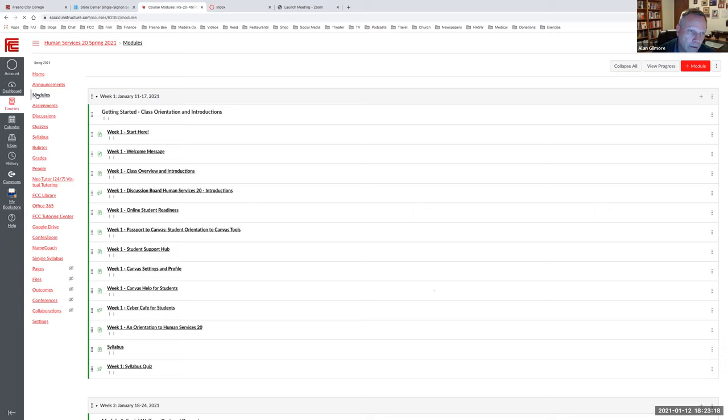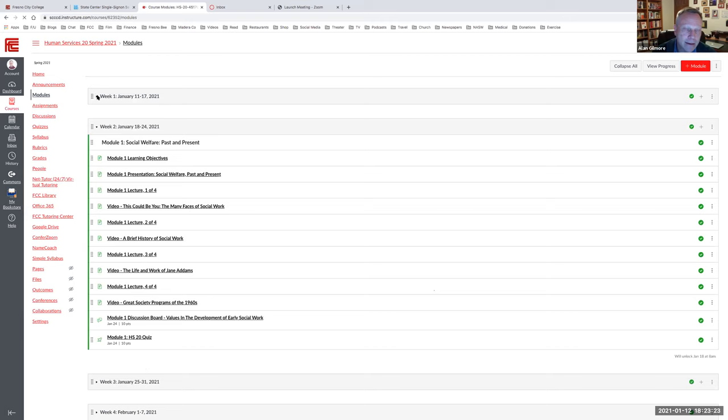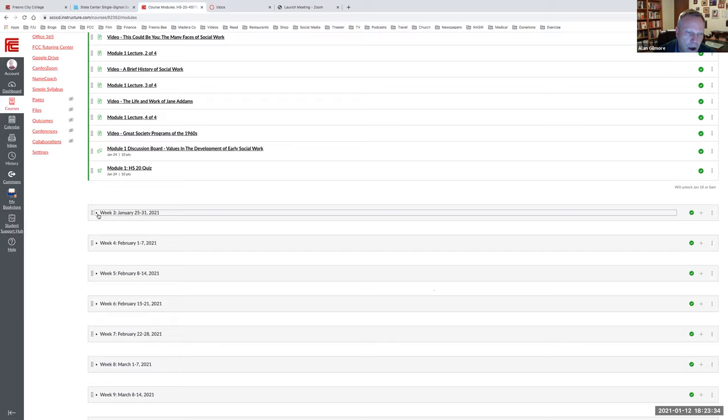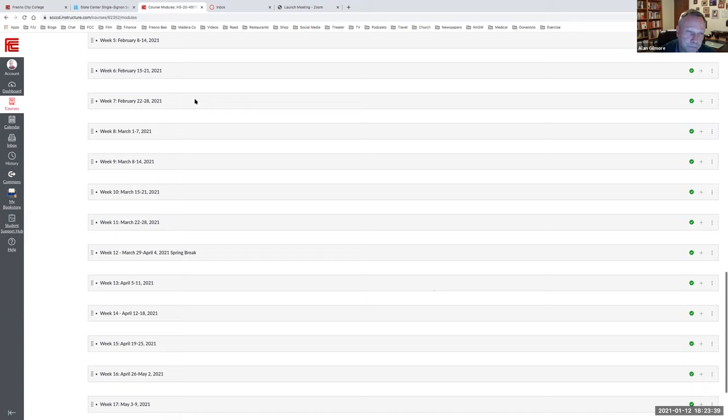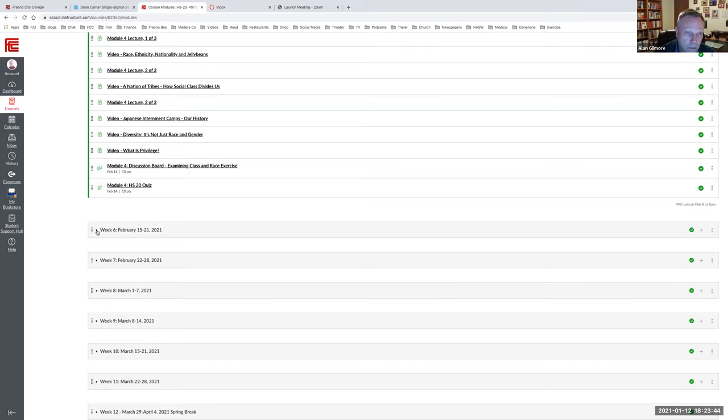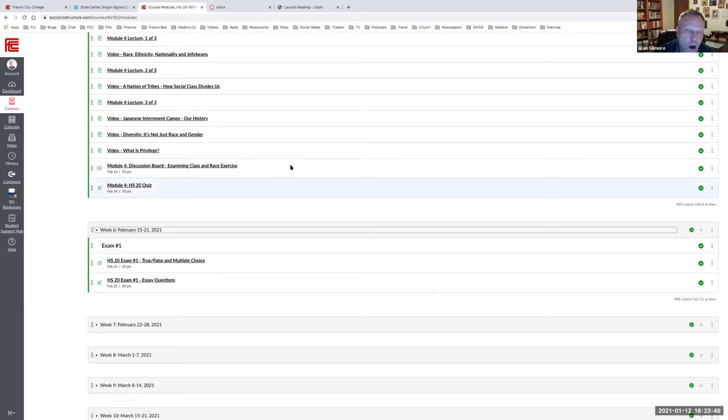The way the class is organized is you will have 4 modulars. So here you've got modular 1, modular 2, modular 3, modular 4, and then you have your first exam. And the first exam will be only on the content from those first 4 modulars or chapters.